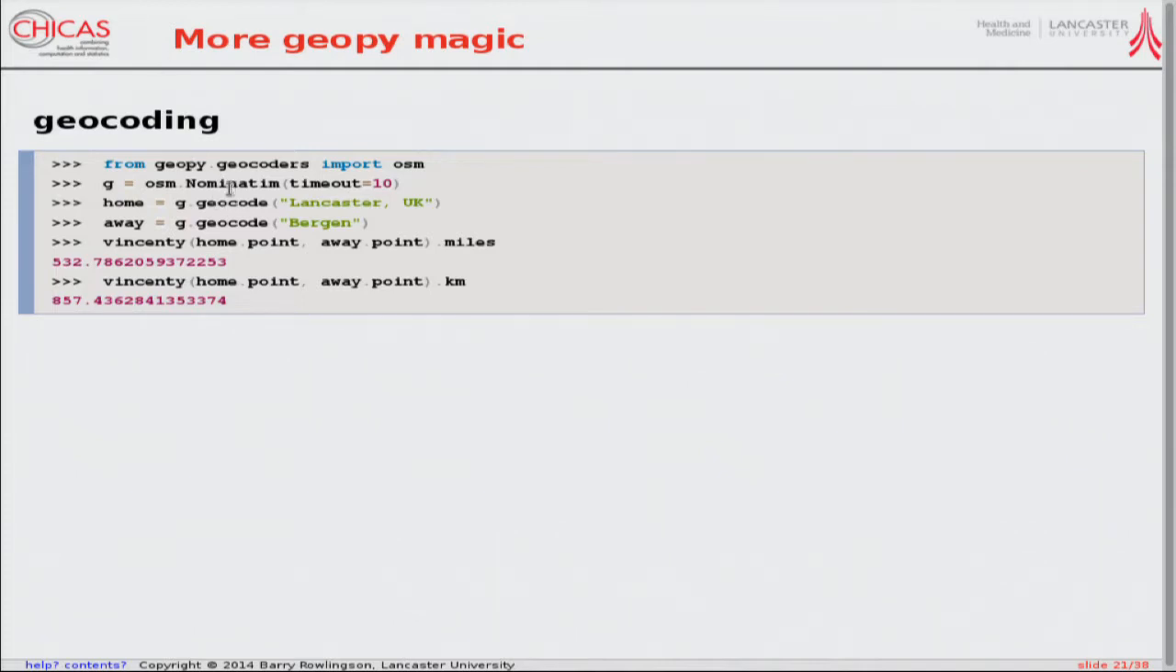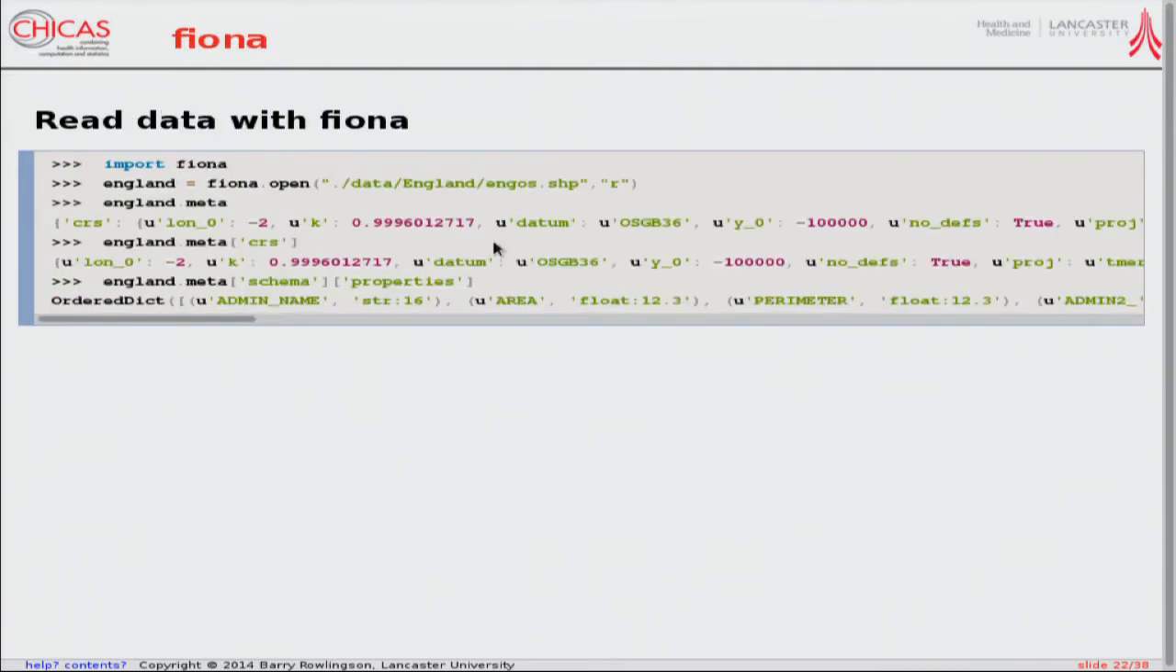function, so I can figure out the distance between where I live in Lancaster. I lied, I don't really live in a Unix shell. I live in Lancaster, UK. If you just put Lancaster, it gives you the one in Pennsylvania for some reason, which I think was named after the original one. And where I currently am now in Bergen, so I can see that I am 532.786 miles from home, or 857.436 kilometers. So geocoding's all nice.